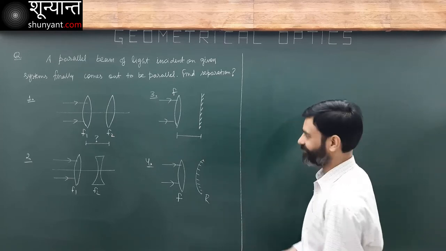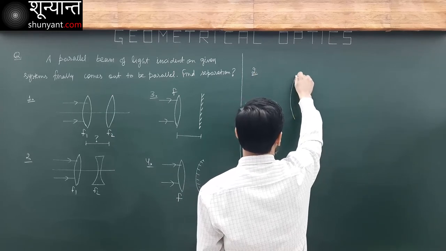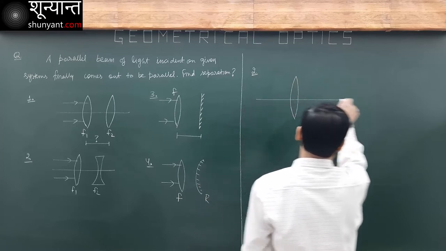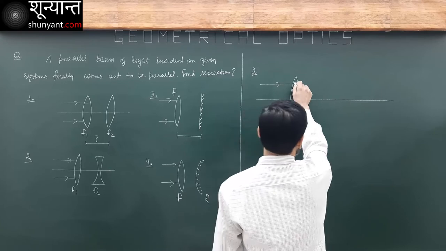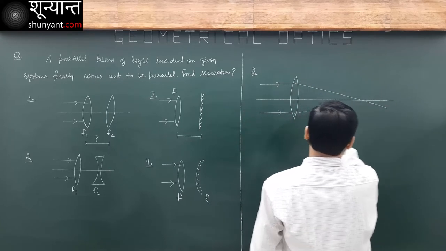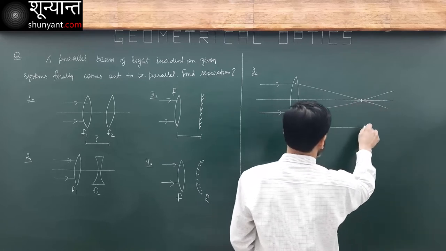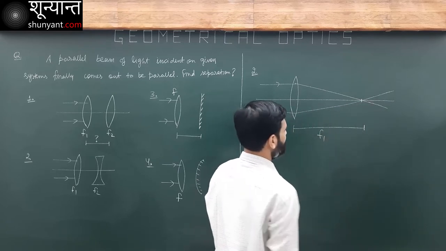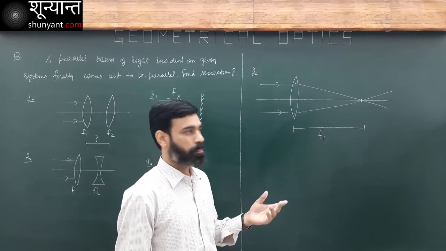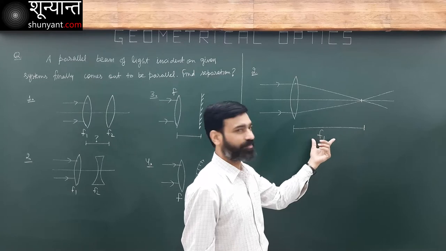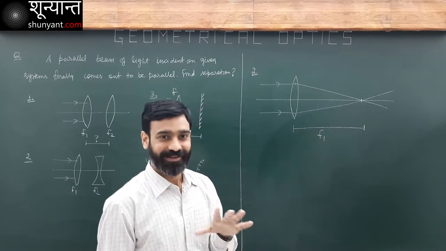Second one. So this is my first lens. This is the principal axis. Incident rays are like this. Now, this is my second focus for the first lens. This length will be equal to F1. Do not be confused with these different terms, second focus, first focus. I am calling this the second focus but writing F1 here. You should not be confused. Think about it with a cool head.